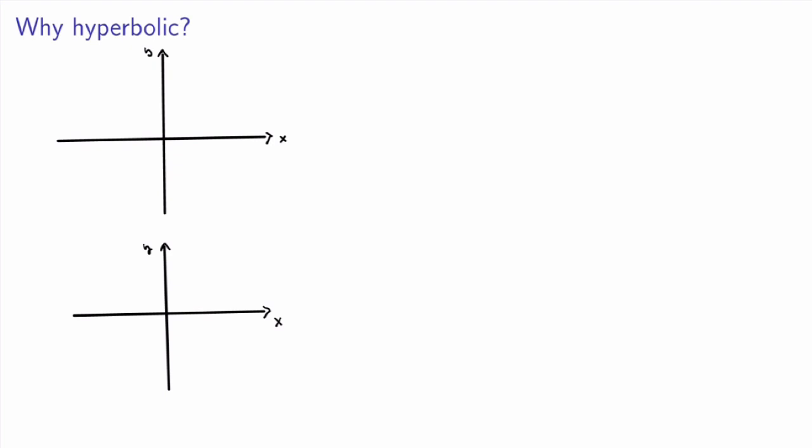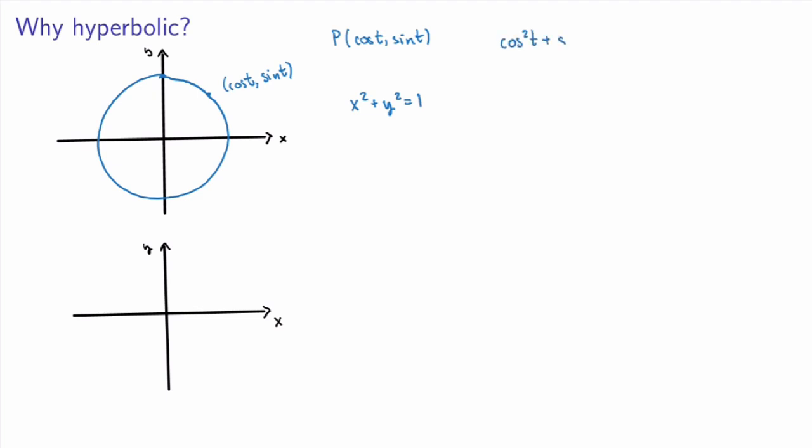But let me start with trig functions. So for any t, if you look at the point with coordinates cosine of t and sine of t, then you know where it's going to lie in the plane. It will lie on the unit circle, the circle of radius 1. So in other words, any point on the circle can have coordinates that can be written as cosine of t and sine of t for some angle t. So why is that true? Well, the unit circle has equation x squared plus y squared equals 1. And if you pick a point with these coordinates, cosine of t and sine of t, you know that cosine squared of t plus sine squared of t is also equal to 1. So that implies that the point must lie on the unit circle.